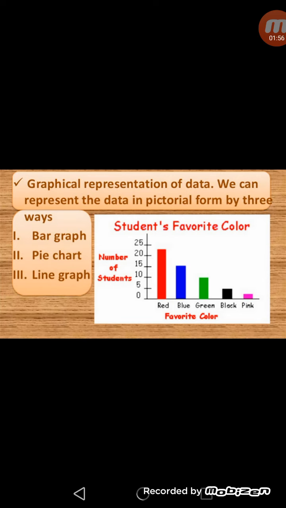All positive quantities are plotted on the right and upward of the origin, and all the negative quantities are plotted on the left and downwards. The independent quantity is plotted along the horizontal axis generally. Because we know time is independent, generally we draw the time on the x-axis and the distance on the y-axis, and the dependent quantity is plotted on the vertical axis, that is the y-axis.